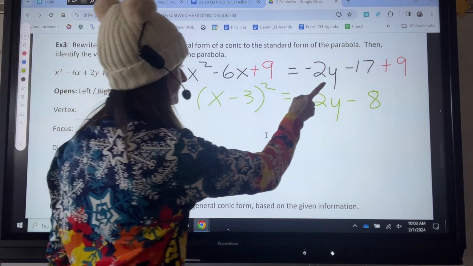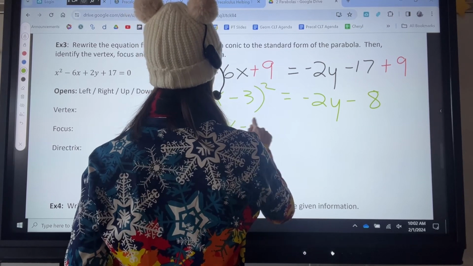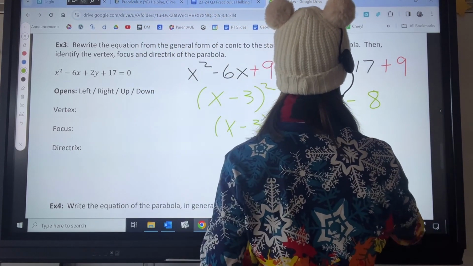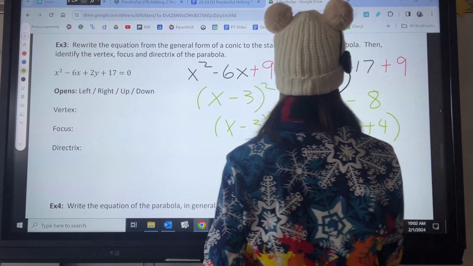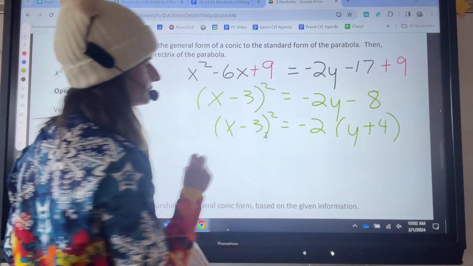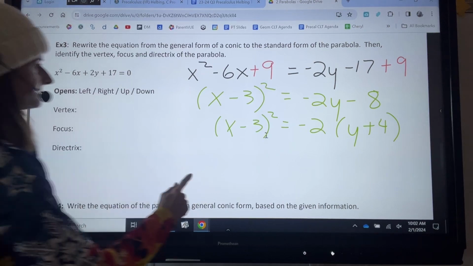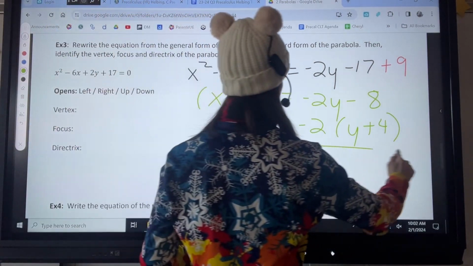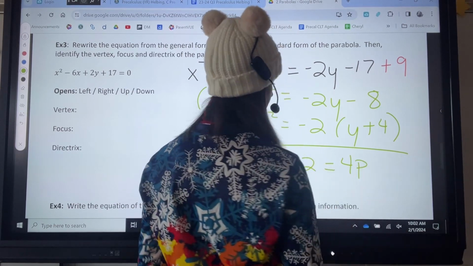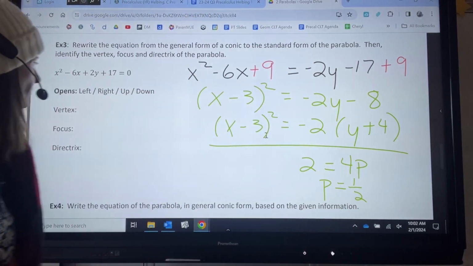So if I go ahead and just factor the right, I'll just rewrite this as x minus 3 quantity squared equals negative 2y plus 4. Now you can see that our negative 4p is equal to negative 2. So I'm going to set over here, I'm just going to set 2 equal to 4p. And so you can see p is 1/2 if you divide both sides by that 4.